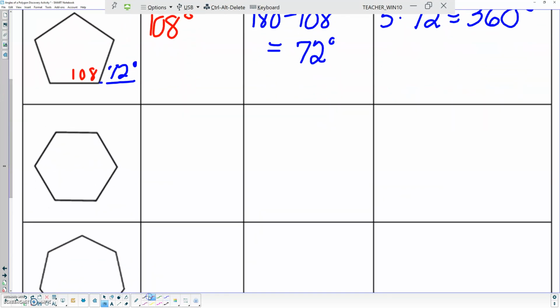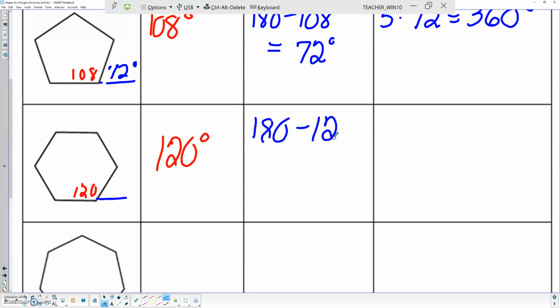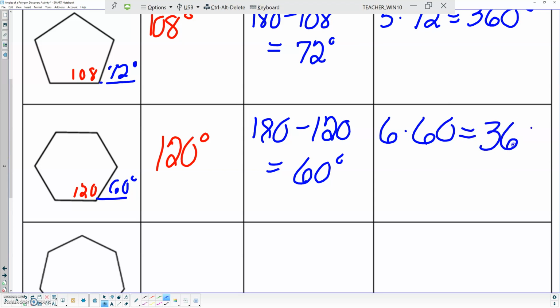Okay, so in our hexagon, we said from the previous page that the interior angle was 120. And now we're looking for the exterior angle. Okay, so my interior angle was 120 degrees. My exterior angle is going to be the supplement to that. So 180 minus 120 is 60 degrees. And then if I multiply that by the number of sides, 6 times 60 is 360 degrees.